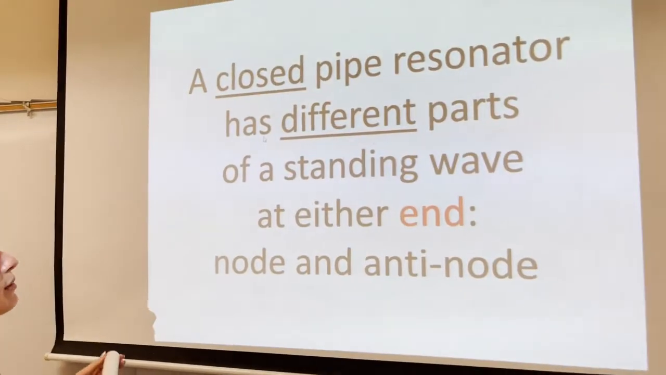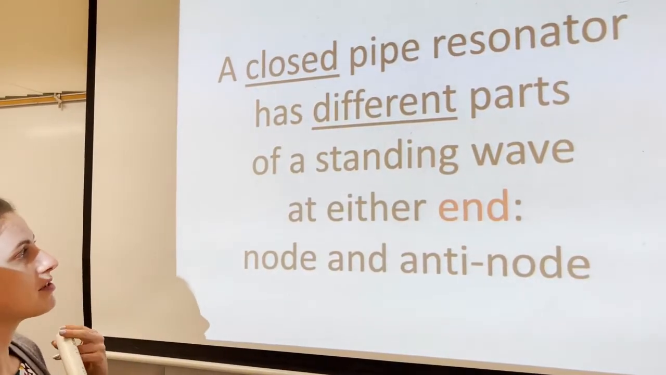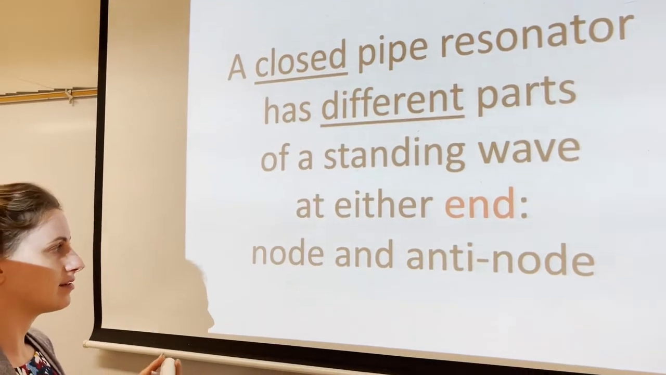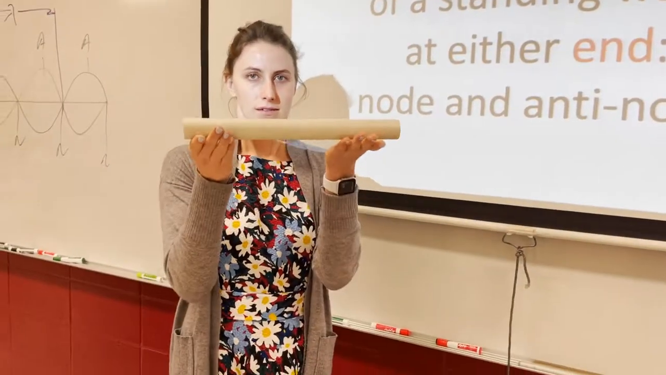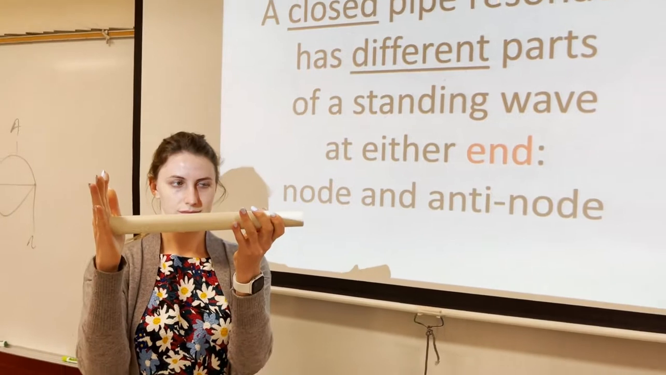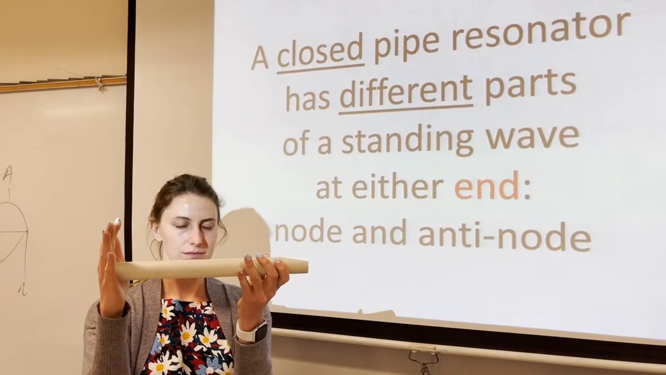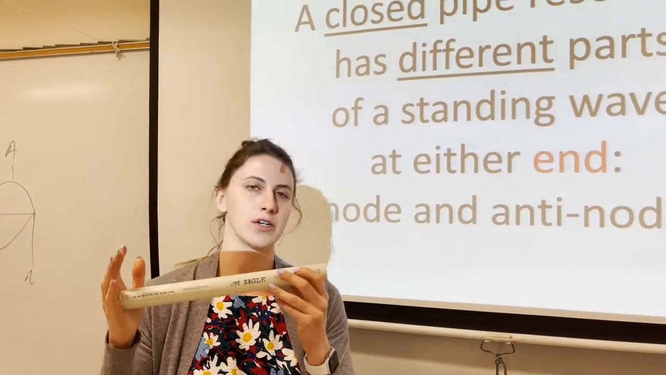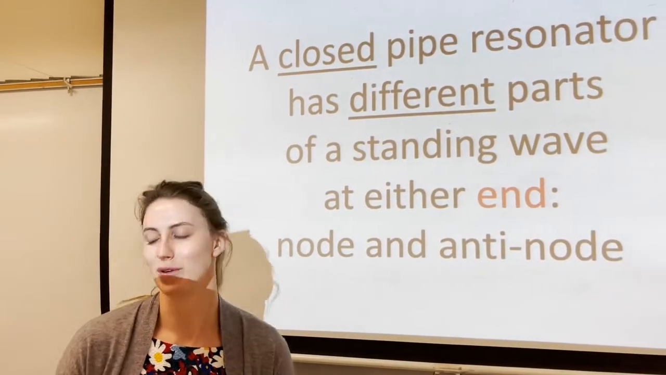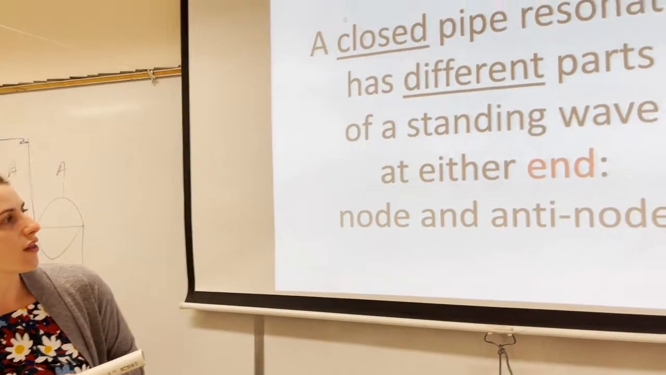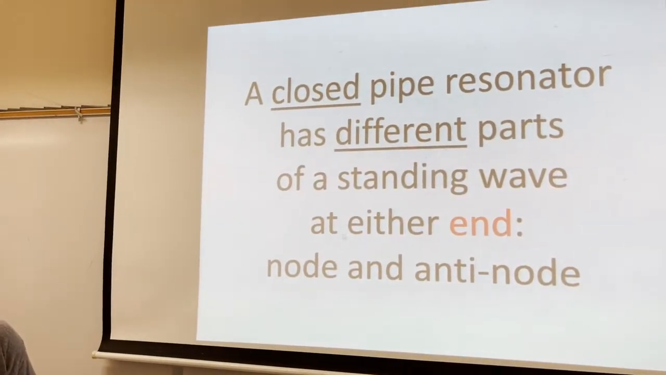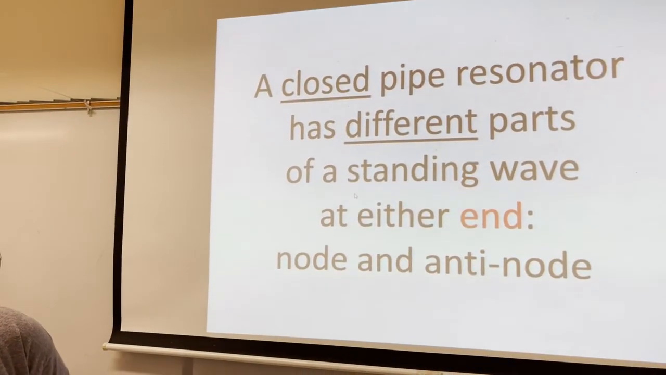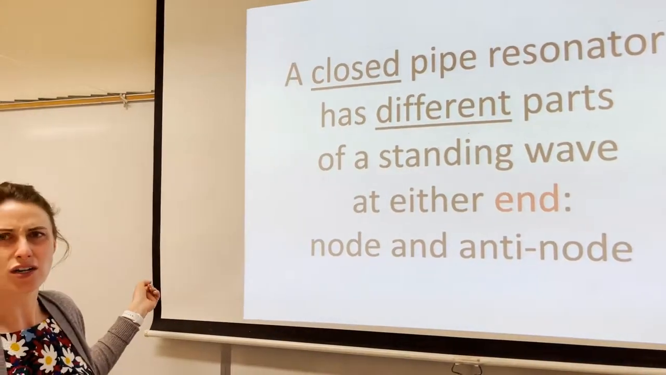Now, a closed pipe resonator has different parts of a standing wave at either end. Since you have different conditions, one end closed and one end open, you get different parts of a standing wave at either end. So all closed pipe resonators are going to follow a certain formula, you could say. Let's take a look. One end is always going to have a node and one end is going to have an antinode. And I think we're going to go ahead and talk about our drawing over here now.